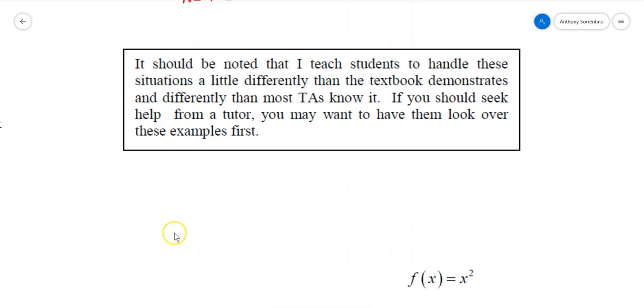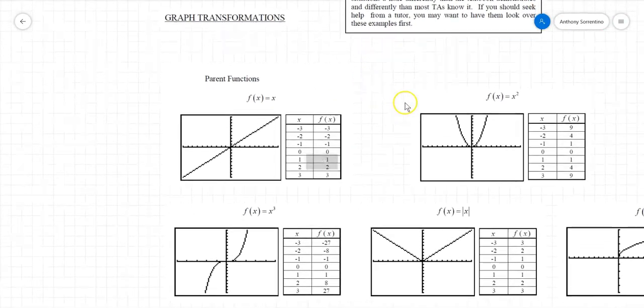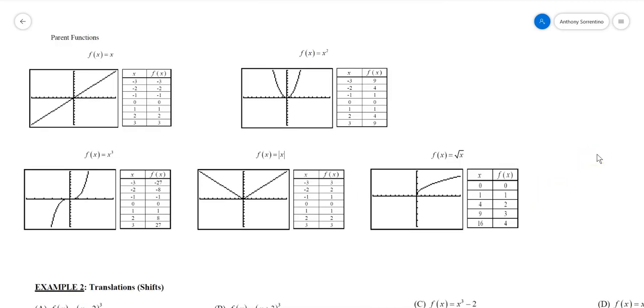So when we get into graph transformations, the whole premise behind it is that any particular graph you're given is going to be related to one of these functions: f of x equals x, which is just a line; f of x equals x squared, which is just a basic parabola; f of x equals x cubed; f of x equals the absolute value of x; f of x equals the square root of x. And these will be basically where you're going to be making your graphs from. You're going to start with these basic functions.